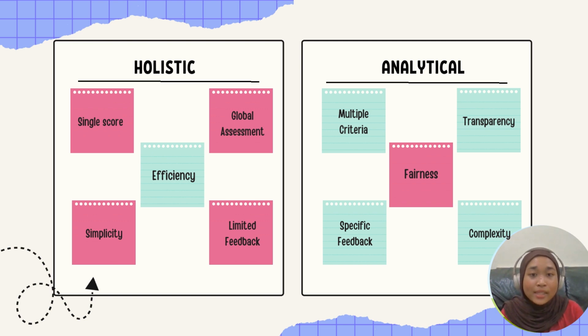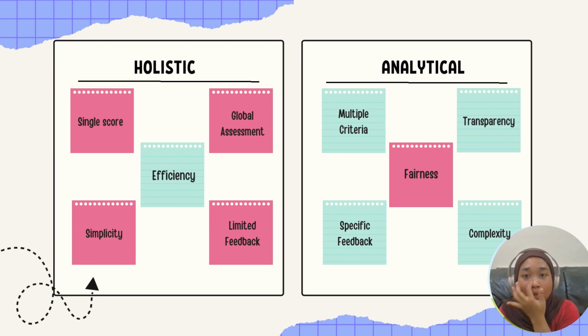The next one is fairness. So this rubric may be perceived as fairer by students because it provides a clearer breakdown of the assessment. You can see what criteria are needed, or how well they should do in the assessment to get high grades, because it demonstrates the various aspects that are considered.